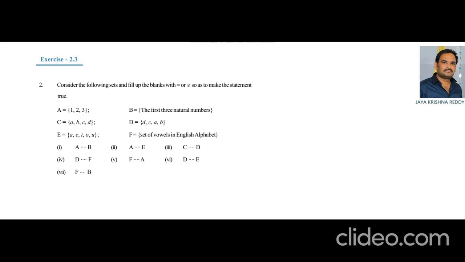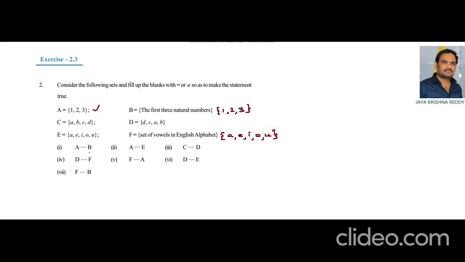Second question: consider the following sets and fill up the blanks with equal to or not equal to, so as to make the statement true. See, set A has the three elements 1, 2, 3 and B is given as the first three natural numbers. First three natural numbers means 1, 2, 3. And set C has four elements A, B, C, D and set D has A, D, C, B, and E has elements A, E, I, O, U and F means the set of vowels in the English alphabet. Vowels means we have to write A, E, I, O, U.